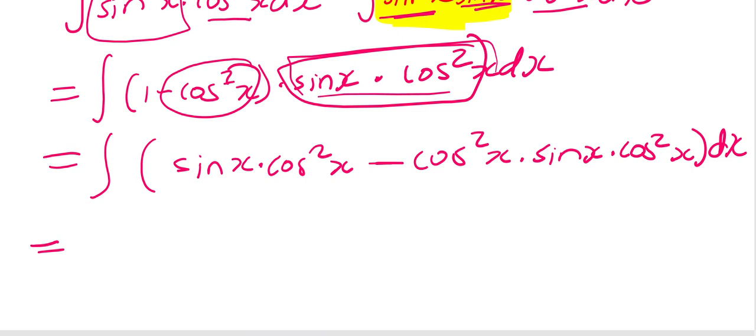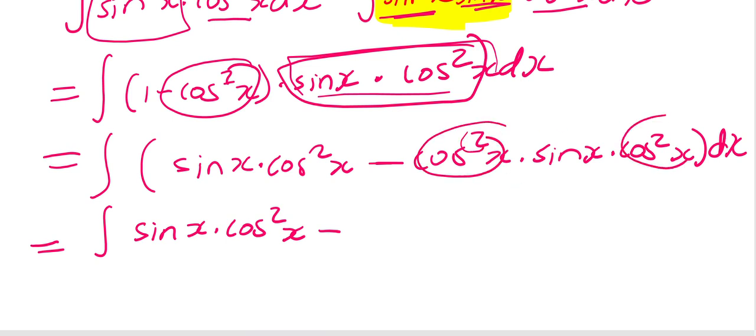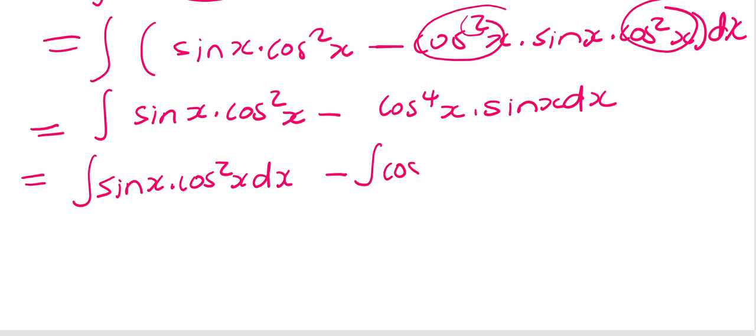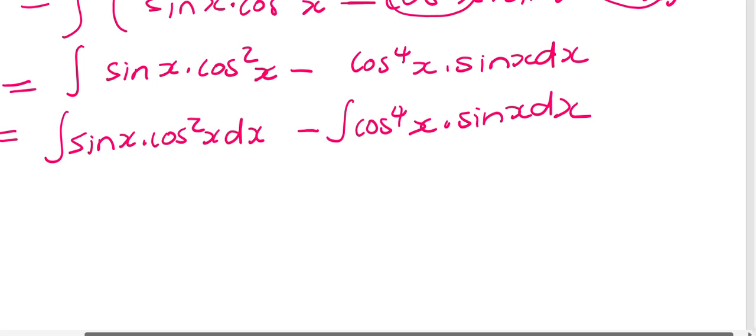Okay, so now let's simplify. This is the integral of sine of x times cos squared x minus, what's this? So this is cos squared x times cos squared x. This is minus cos to the power of 4x times sine of x dx. So then we can take the integral of the individual terms, meaning we can write it as the integral of sine of x times cos squared of x dx minus the integral of cos to the power of 4x times sine of x dx.